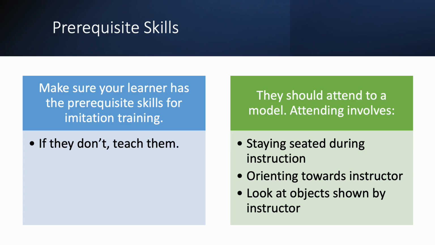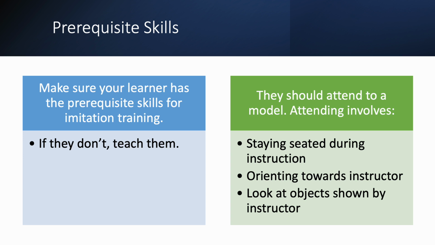All right, so let's go back to imitation training. Let's say that you've identified a learner that does not have a strong imitative repertoire, or they don't have an imitative repertoire at all, and you say, okay, I want to teach this individual to engage in imitation. There are a few prerequisite skills that you need to make sure that your learner has before beginning imitation training, okay? The main thing really is that the learner needs to be able to attend to a model.